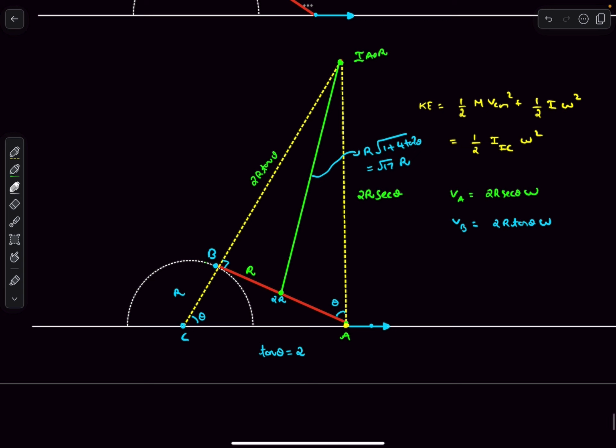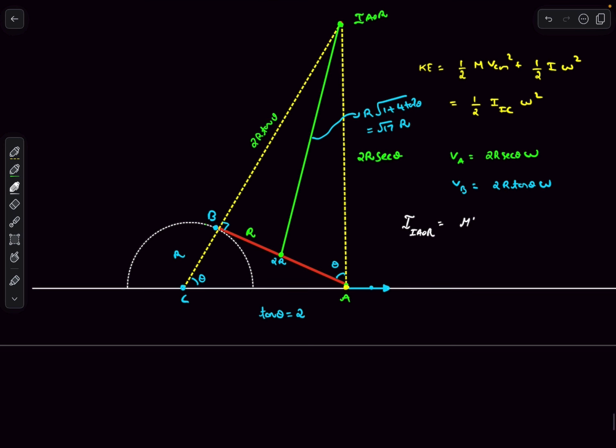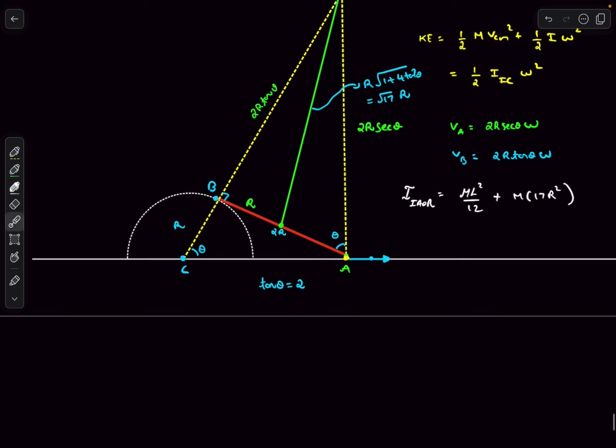For a thin rod, we know that the moment of inertia about the center is ml squared by 12. To find the moment of inertia about the instantaneous axis of rotation, we can use the parallel axis theorem. So I_CM is ml squared by 12, plus the md squared term, which would be m times root 17 r squared, so that will be 17 mr squared. Now the length of the rod is equal to 2r. The 4 gets cancelled out and the first term becomes mr squared by 3. So the total would become 52 by 3 mr squared.